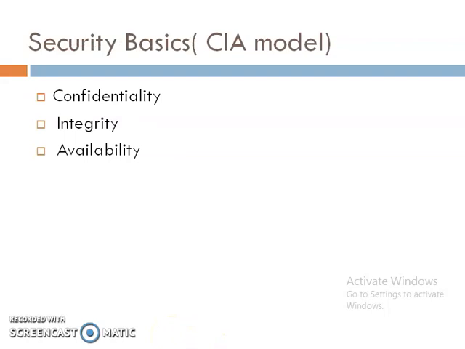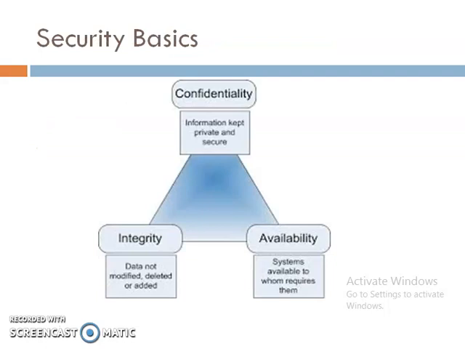One more term, the basic security CIA model, which consists of 3 terms: confidentiality, integrity, and availability. Now first, what do you mean by the confidentiality of information? Confidentiality means information is kept private and secure. It means preventing sensitive information from reaching the wrong people. That theme is referred to as confidentiality.